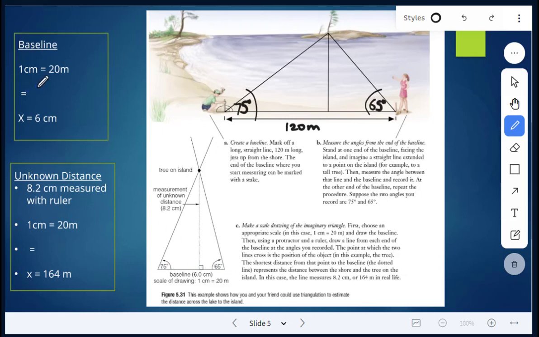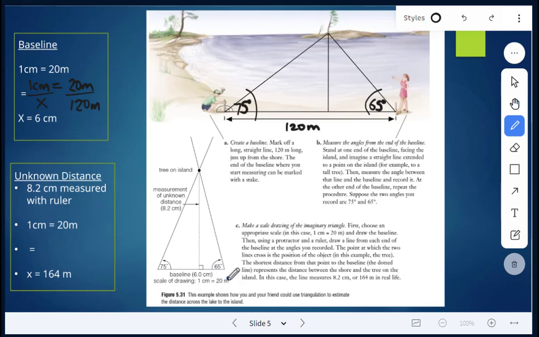So you're going to set that up as a ratio. So 1 centimeter is equal to 20 meters, and we know it's 120 meters. How long is our baseline going to be? I'll just call it x. So cross multiplication, 1 times 120 divided by 20, that gives me x is equal to 6 centimeters. So when we draw it on our paper, this is our drawing, our baseline is 6 centimeters long.